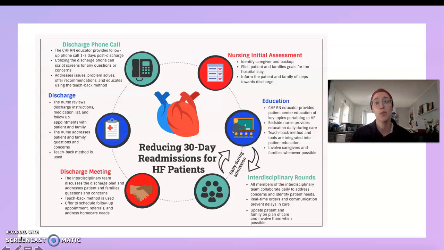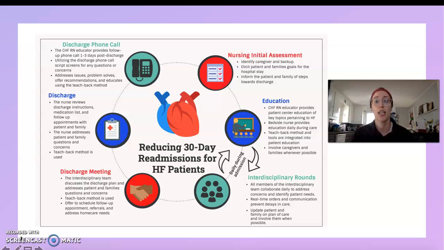In this assessment, the nurse will help identify the caregiver and any backup caregivers for the patient, elicit their goals for the hospital stay and surrounding congestive heart failure, and then inform the patient and family, whoever is present at the time, of the steps that will be taken for discharge.